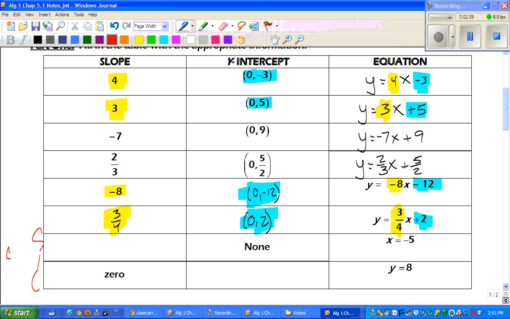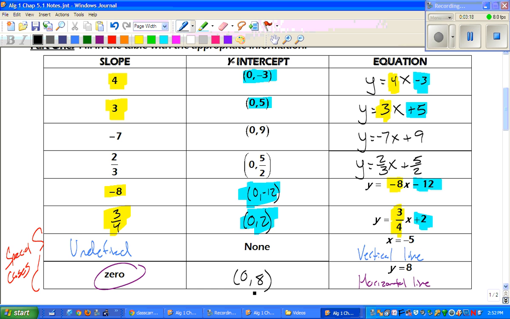Now, these two guys right here, these are our special cases. We know that an x equals graph is a vertical line. Vertical lines have undefined slopes. And it does not intercept the y-axis, so there is no y-intercept. Our y equals graph is a horizontal line. Horizontal lines have a slope of 0, and our y-intercept for this would just be (0, 8). Okay?